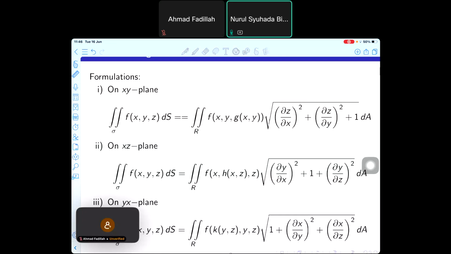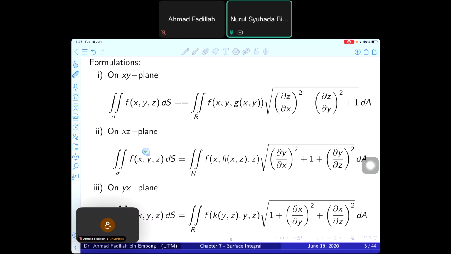But sometimes it is much easier to project the surface on the xz plane. This is similar to the first one, where we replace y here with z. So instead of f in terms of x, y, and z, we are going to have f in terms of x and z only. As usual, the partial derivative of y is computed with respect to x, and the partial derivative of y with respect to z. Then we take the square of these two partial derivatives and add 1. All of this represents the dS over here.